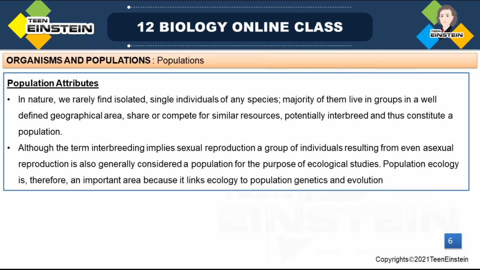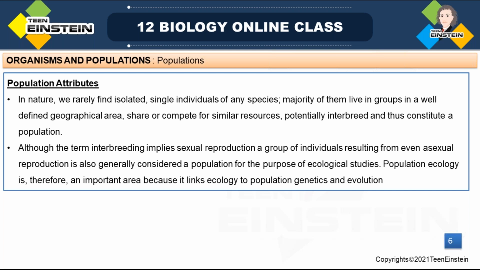Next is population. How to define population? Population means a group of organisms. We have already learned what is population. Population means the group of organisms of one species occupying a defined geographical area. See, in a defined geographical area, one particular group of organisms is living. That is called a population.